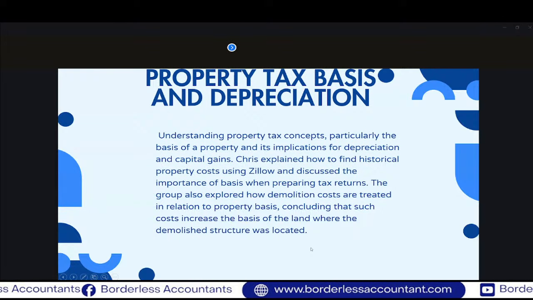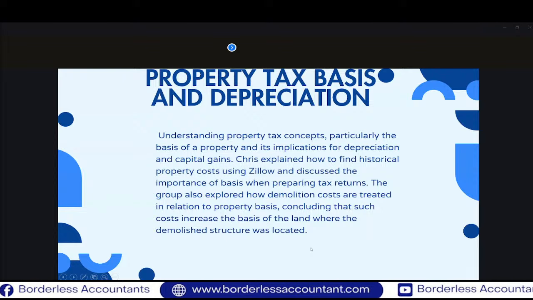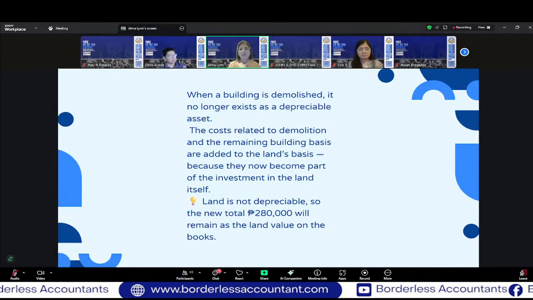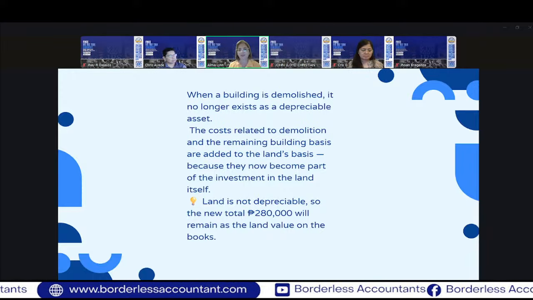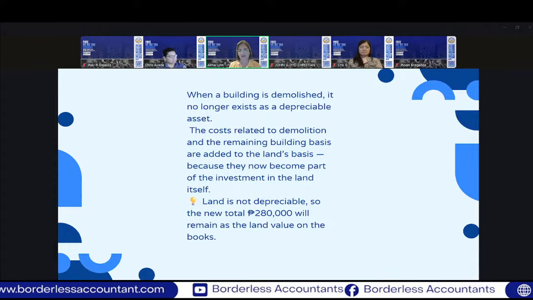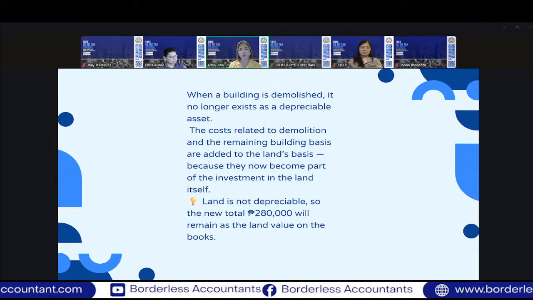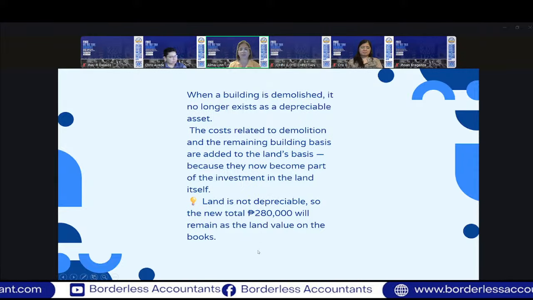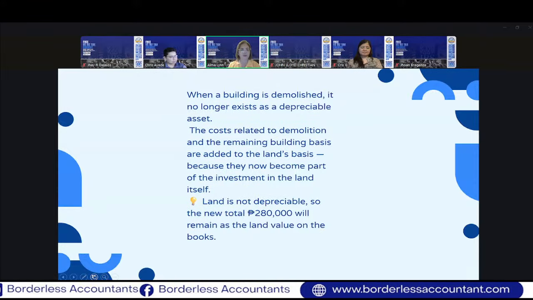When a building is demolished, it does not exist anymore. The costs related to the demolition and the remaining building basis are added to the land basis, because they now become part of the investment in the land itself. Land is not depreciable, so the new total cost will be 280,000 based on the example. It will remain as the land value on the books.